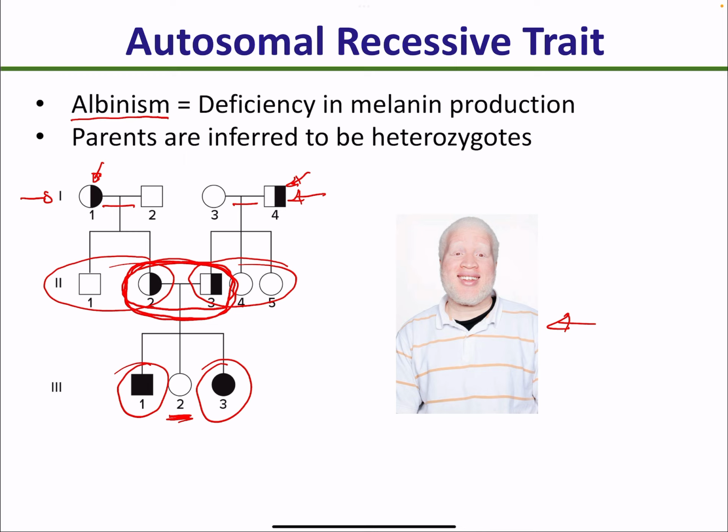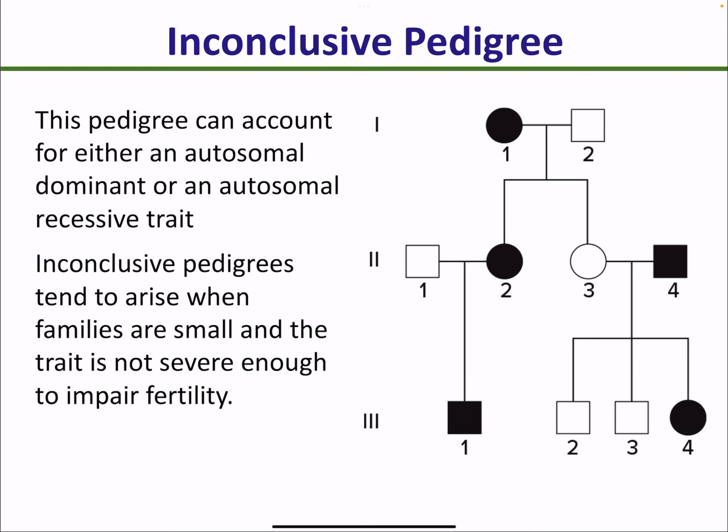Notice that there is no albino in generation 1, no albino in generation 2, but in generation 3, you have an albino. This is also true for other features such as cystic fibrosis and sickle cell disease. Okay? Now, not all pedigrees can be conclusive, right?